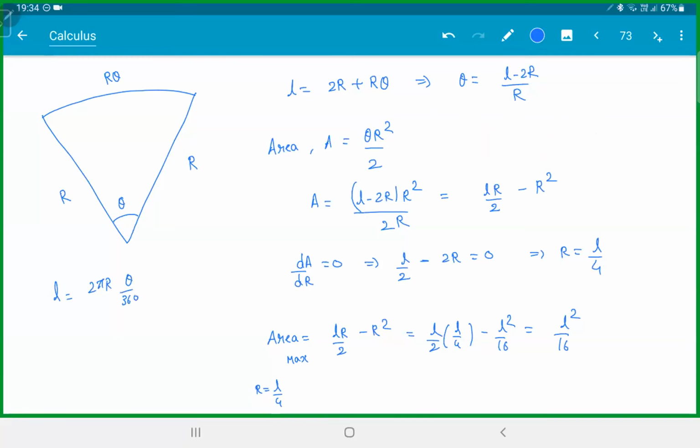Why did you do that? You should keep angles in radians, right? SI units. And you have to add these two R's also, na? No, the sector is made of two sides and one arc. All got this? Next one.